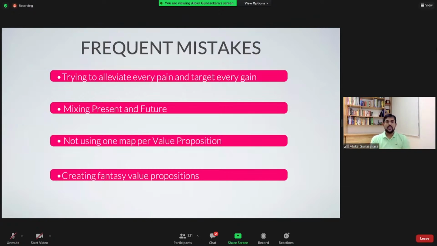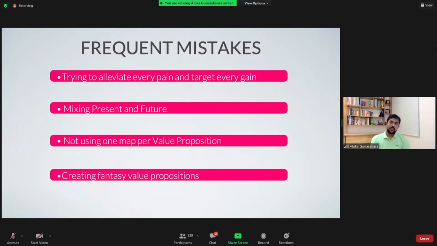Another frequent mistake, mixing present and future. Like, okay, you try to understand what's happening right now, and then you address that. Let's say there's this pain, and then you have a pain reliever. The pain is in the present, but your pain reliever is in the future. So that doesn't work like that. If you identify a pain, you have to figure out how you are addressing that pain with the pain reliever right now.